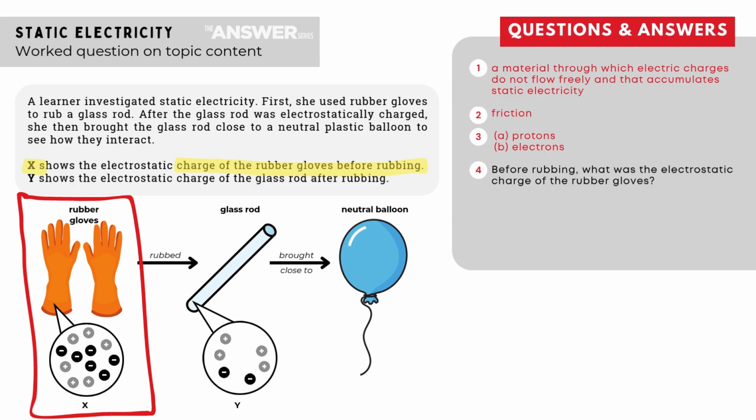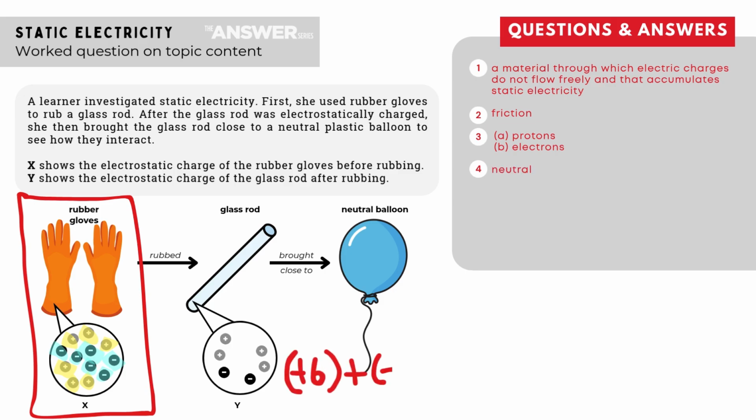Now we need to look at the number of positive and negative charges inside the simplified atom diagram to determine the electrostatic charge. We can see 6 positive charges or protons and 6 negative charges or electrons. This means that the rubber gloves are neutral before rubbing or friction, as there is an equal number of protons and electrons in the atoms on its surface. Plus 6 plus minus 6 gives me 0, so the rubber gloves have no electrostatic charge before rubbing, and that is what we call neutral.